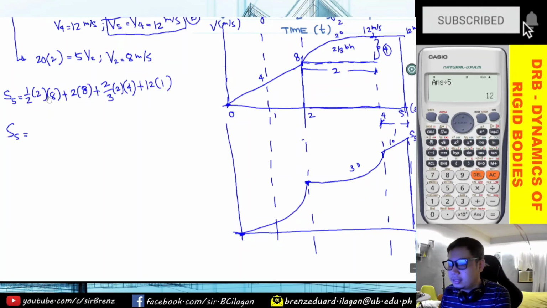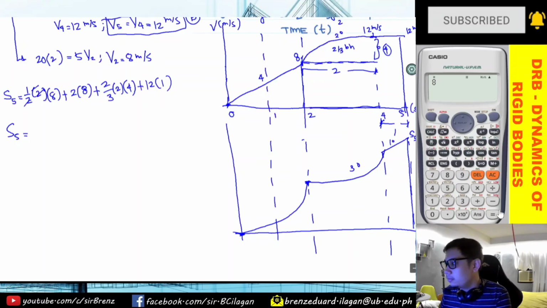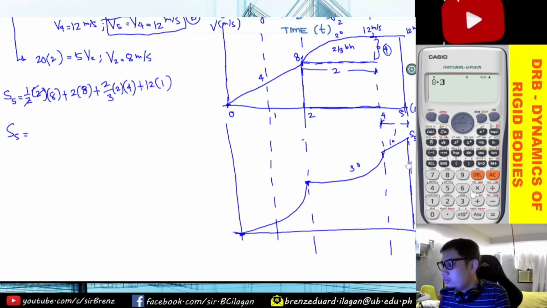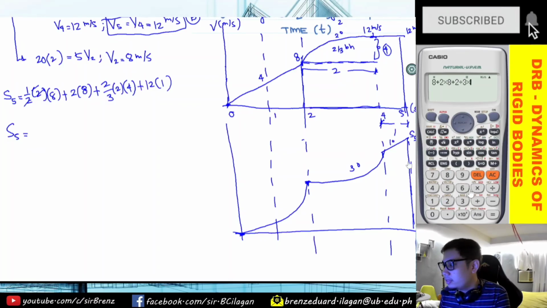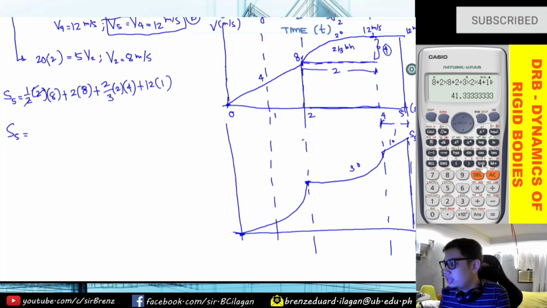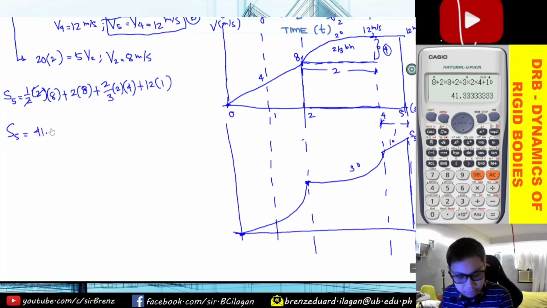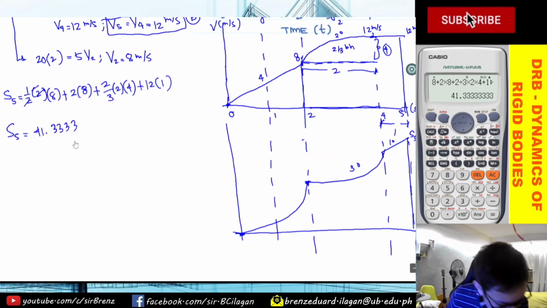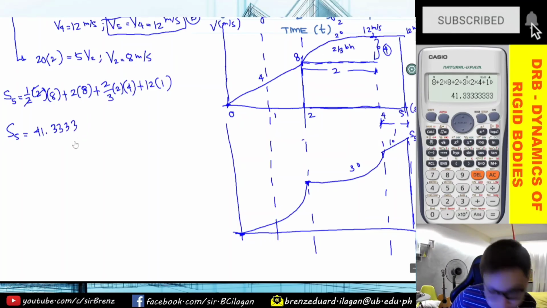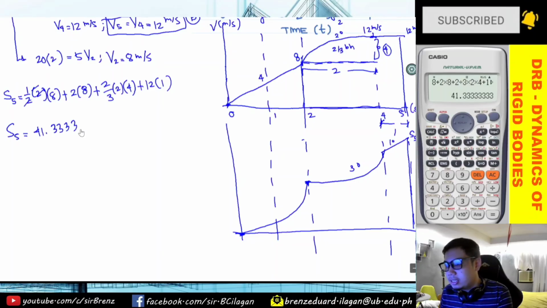Pero ito na lang, pindot na lang natin itong naka-input sa calculator. So, 8 plus 2 times 8 plus 2 divided by 3 times 2 times 4, and then plus 12 times 1. So, that is 41.3333. Ayan. So, correct naman yung nakuha natin sa sagot. So, 41.3333 meters.